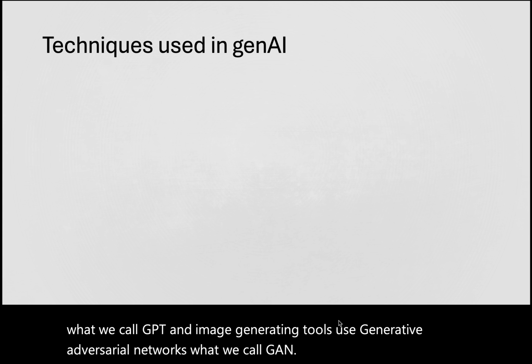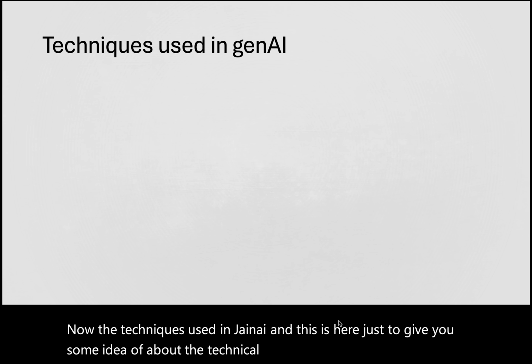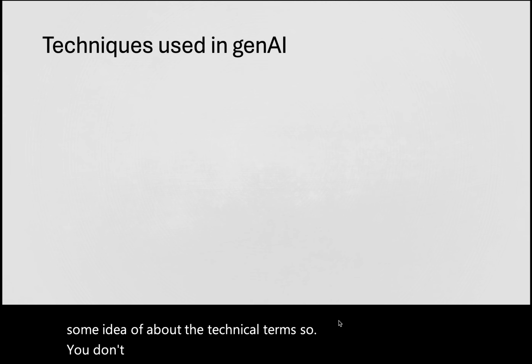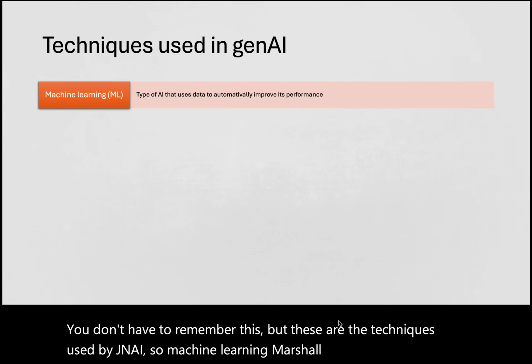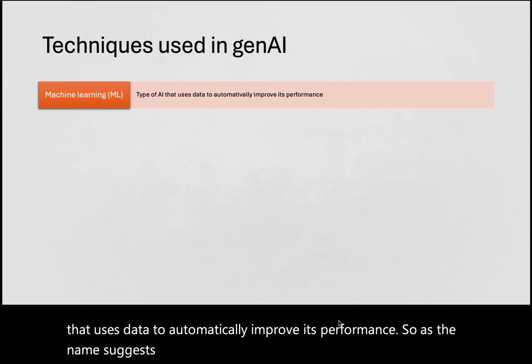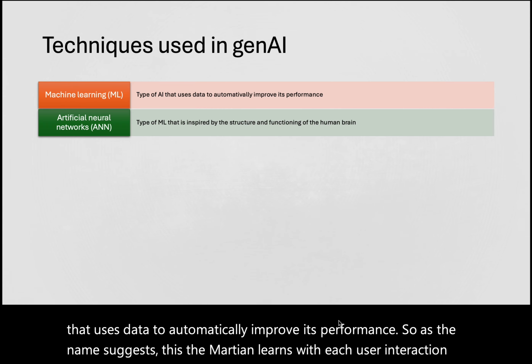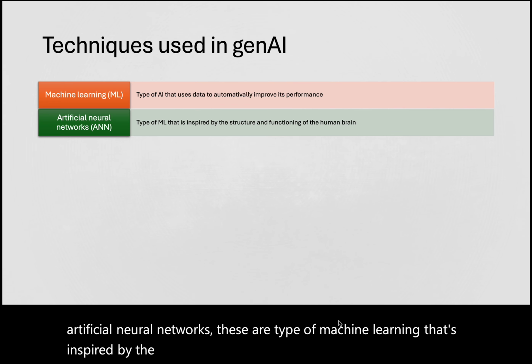Now, this is here just to give you some idea about the technical terms. So you don't have to remember this, but these are the techniques used in GenAI. Machine learning is a type of AI that uses data to automatically improve its performance. As the name suggests, the machine learns with each user interaction. Artificial neural networks are a type of machine learning that's inspired by the structure and functioning of the human brain.